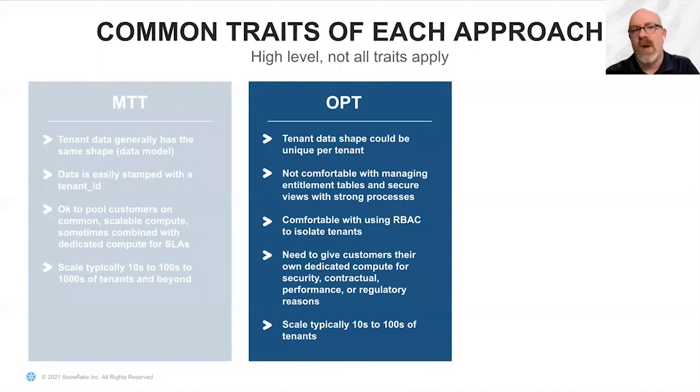With object per tenant, one way that it can differ from the multi-tenant approach is that we have a unique data shape per tenant. They each have their own data model because you're building a very specific model for each tenant. Maybe it's because it has different sources, or maybe you're doing different calculations and handling different requirements for each tenant. There could be something unique. It doesn't have to be that way, but that's something that triggers an OPT model. It also means you're not comfortable with row level security and managing entitlement tables to differentiate that tenant ID row designation that I talked about earlier.